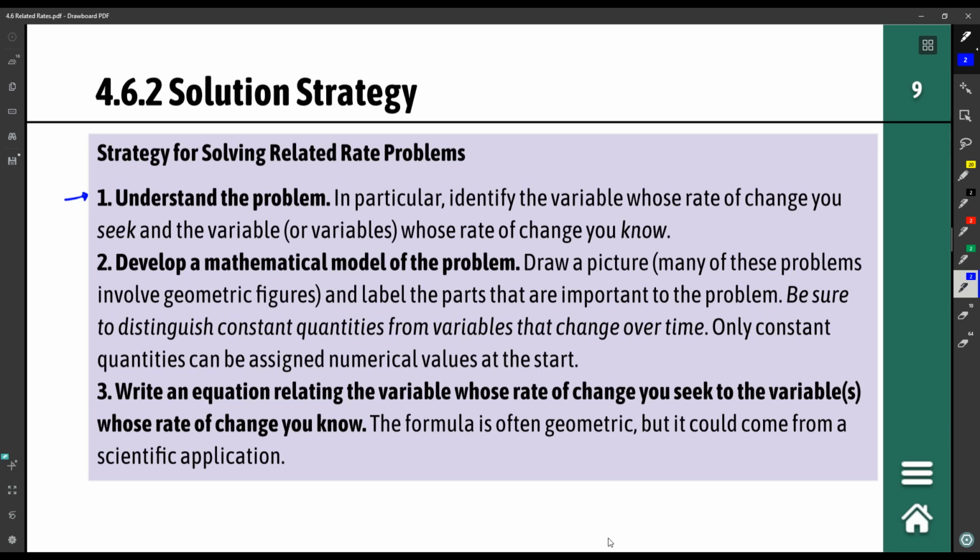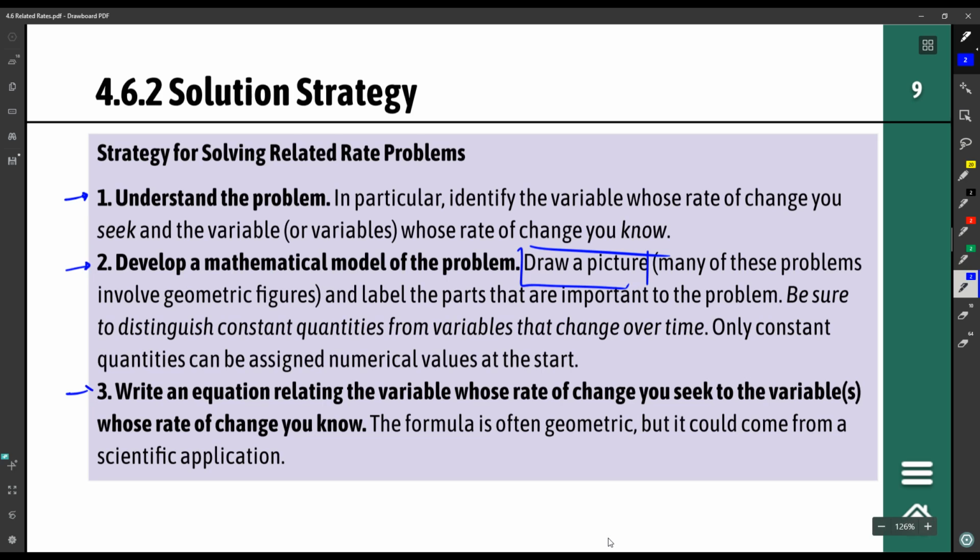Next, number two, you want to develop a mathematical problem, a mathematical model of the problem. My favorite part: draw a picture. That's what I do first. You saw me draw the sphere. You saw me draw the cone. I'm going to draw some more pictures in this video, but make sure you understand exactly what's going on. Most of the time, that means getting yourself either a mental or physical model.